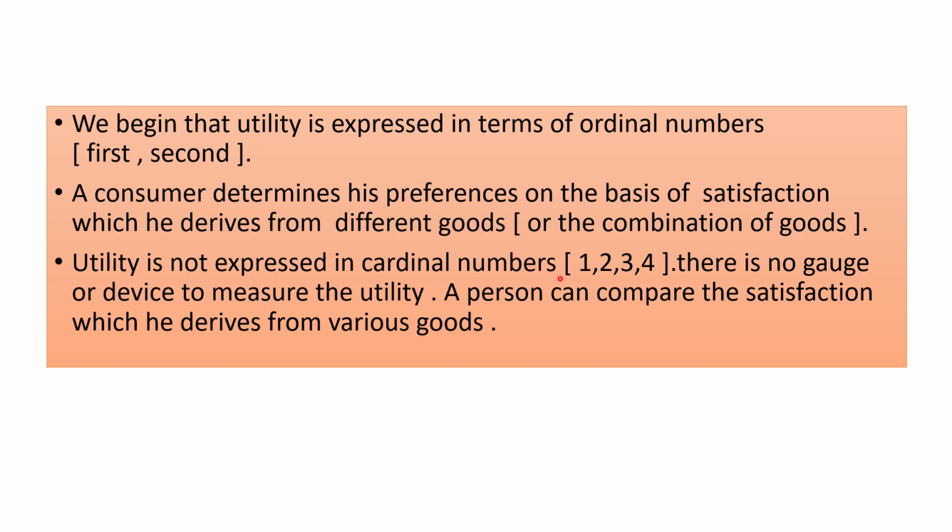There is no device, no gauge, no basis to measure utility in terms of, okay, I got one utility, I got two utility. No. Indifference curve analysis is based on ordinal numbers, not on cardinal numbers. And in that context, we just compare the utility. We compare the satisfaction which we are getting from good A and good B. The comparison only is making the basis of this analysis.